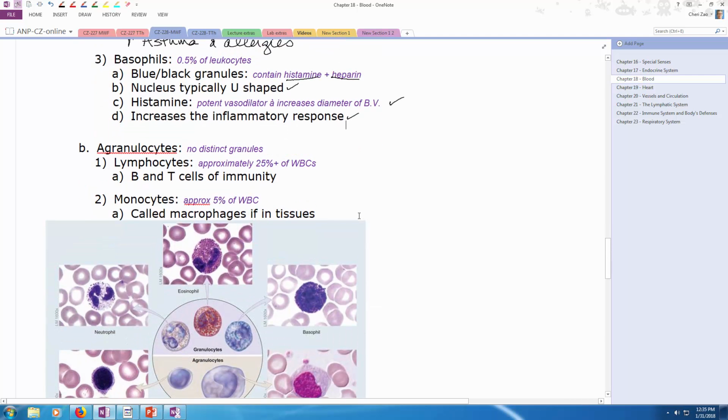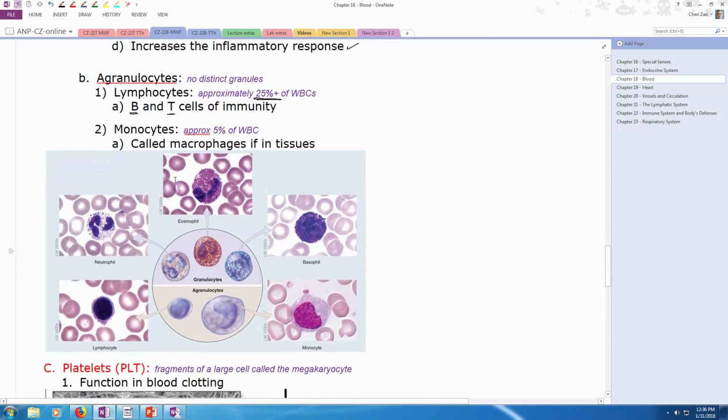Agranulocytes have absolutely no distinct granules with the light microscope. And there's 2 categories, lymphocytes and monocytes. Lymphocytes are the second most numerous of our WBCs, and they will always be 25% or a little bit more of our WBC count in a normal person. The 2 cells of lymphocytes that we're going to get into when we talk about the immunology chapter are B cells and T cells. So lymphocytes are very important in our immune system, and they have 2 main categories, B cells and T cells, or B lymphocytes and T lymphocytes.